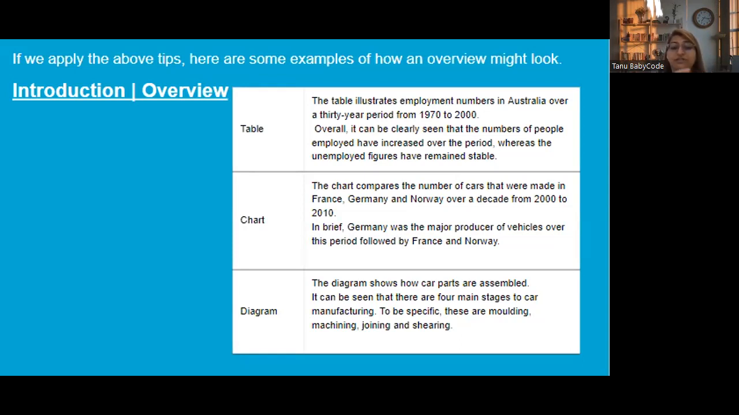Chart. In brief, Germany was the major producer of vehicles, followed by France and then Norway. So you are writing your overview correctly, following the pattern also. Diagram. Now diagram, you know that it is all about stages, all about steps. So you cannot write something increasing or decreasing, high or low here, or something which is stable. So you will mention the parts. So it can be seen that there are four main stages to car manufacturing. These are molding, machining, joining, and shearing.